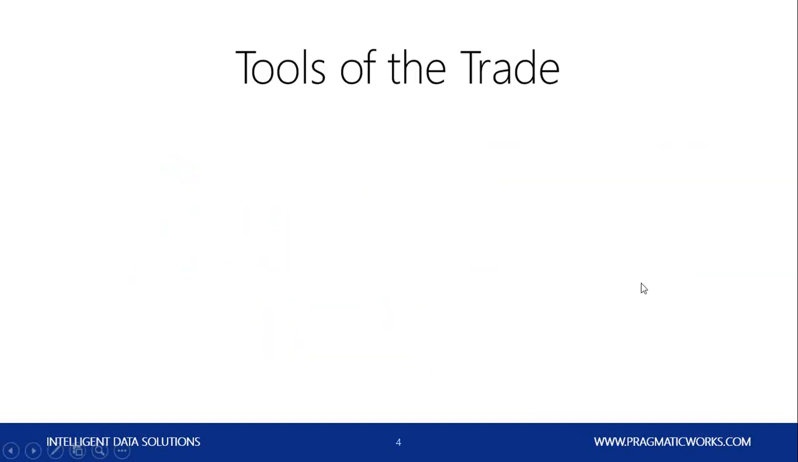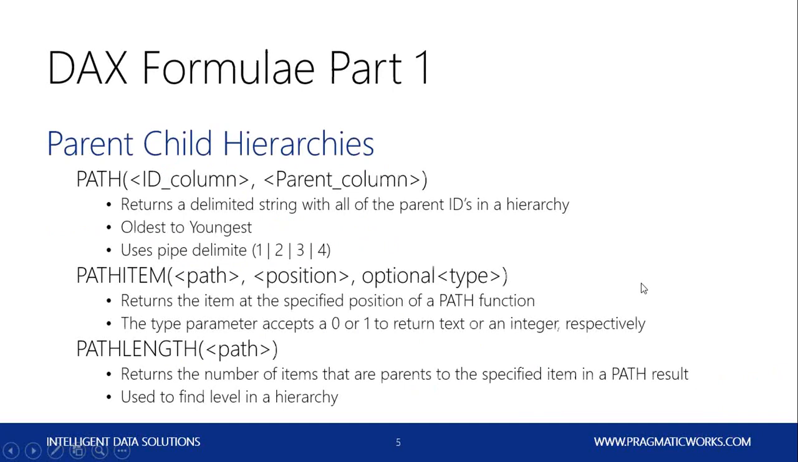Okay, so our tools for the trade for today are going to be some DAX formulas. For our parent-child hierarchies, we're going to learn 3 new types of formula. We're not going to get too in detail here, but they're going to be the formulas PATH, PATHITEM, and PATHLENGTH. PATH returns a delimited hierarchy from oldest to youngest. PATHITEM returns a particular item in the hierarchy. And PATHLENGTH returns the number of items that are parents to the current item. So you can use that to find what level you are deep into the hierarchy.